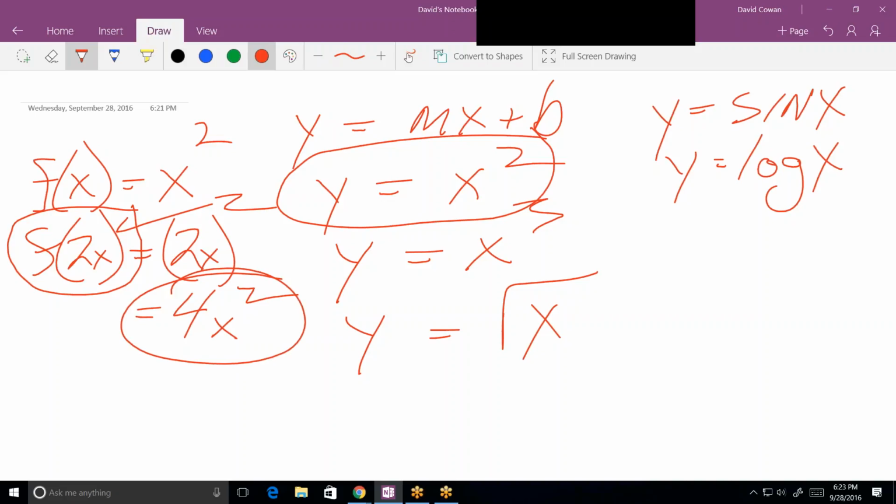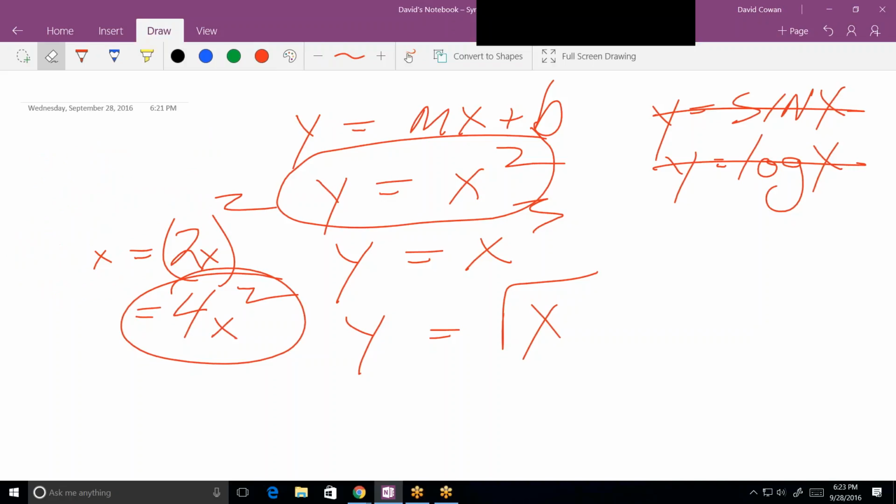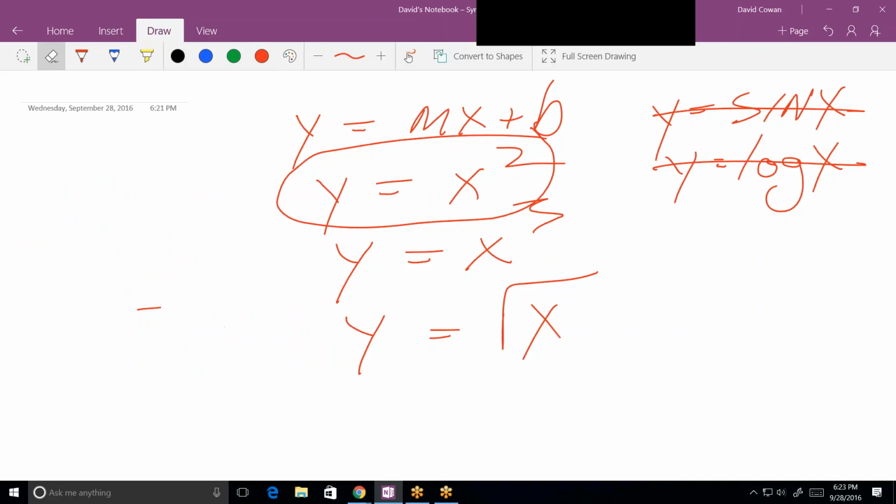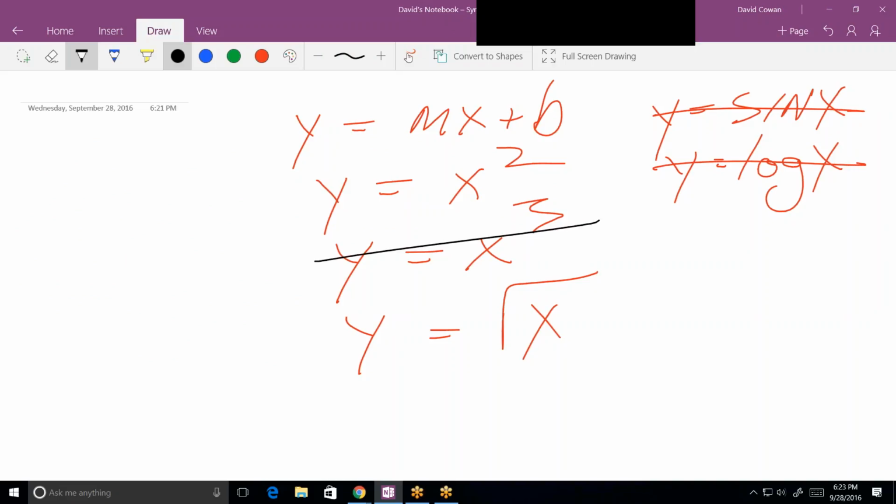Now, some of these elementary functions you probably haven't learned yet. You probably haven't learned that one. Probably haven't learned that one. But you probably have learned the others that I listed there. You certainly have learned y equals mx plus b. And you almost certainly have learned y equals x squared. Probably haven't learned that elementary function, but you probably have learned that one.